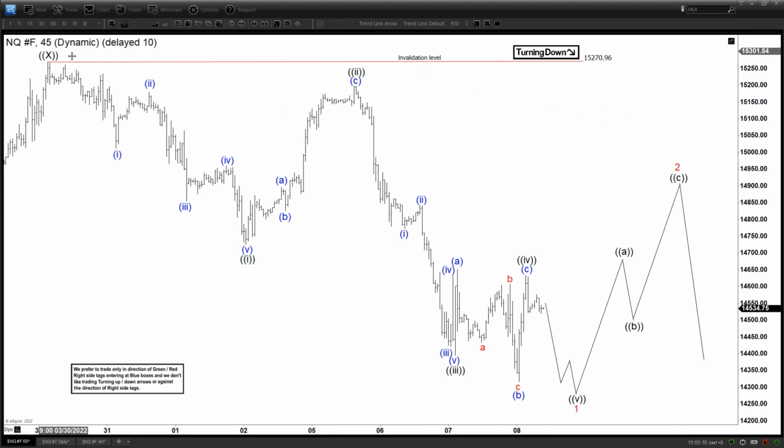Today we are going to take a look at the chart of the Nasdaq. This is a 45 minutes chart here. Now let's take a look what we have. We ended with X at 1570.